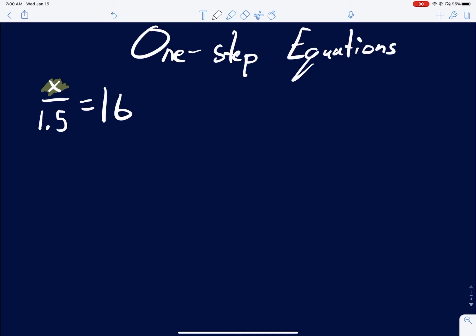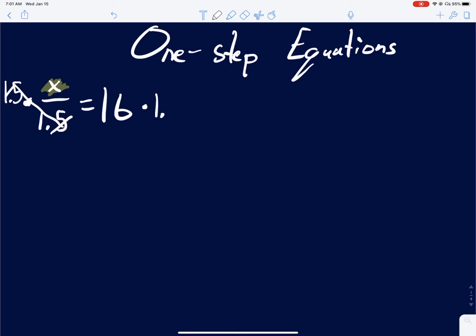Okay. So we see that x over 1.5 equals 16. Well, we know just from past experience that a fraction is just division. So that means that the inverse operation of division is multiplication. So we need to multiply by 1.5. Now we know that 1.5 times x divided by 1.5 is going to result in this just being 1. Now remember, what we do to one side, we have to, that's right, do to the other.